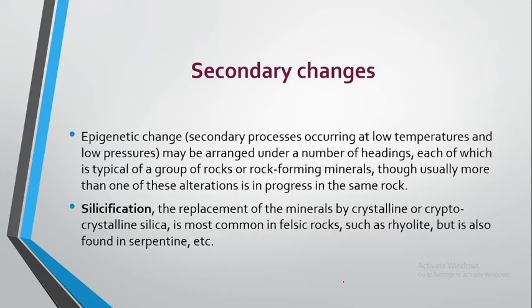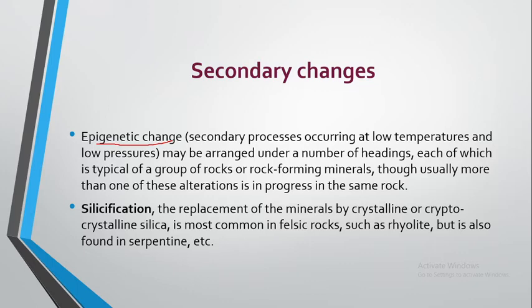Next is the secondary changes. So what are the secondary processes? There are two processes. First is epigenetic change. The first process that we came to know is epigenetic change. Epigenetic change is a secondary process that occurs at very low temperatures and low pressure. So what is the specialty of this epigenetic change? This process occurs only at low temperature and low pressure. Only in a low temperature, low pressure condition will this epigenetic change happen. This is a secondary process.